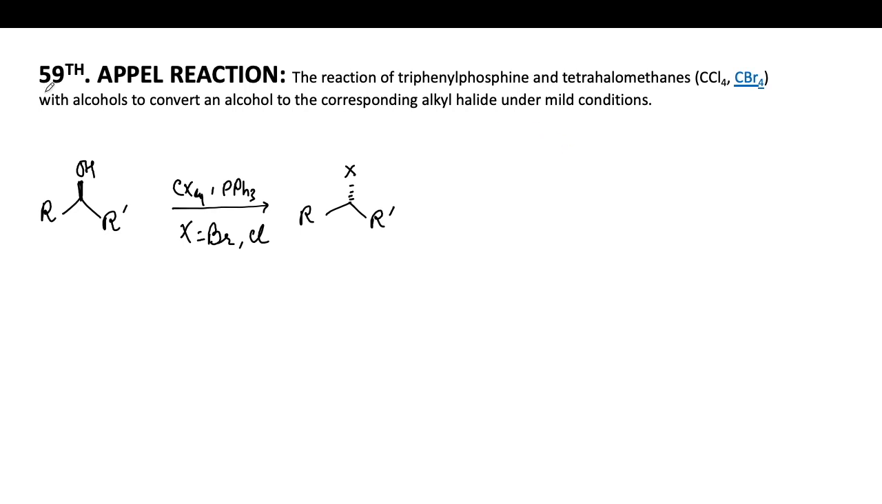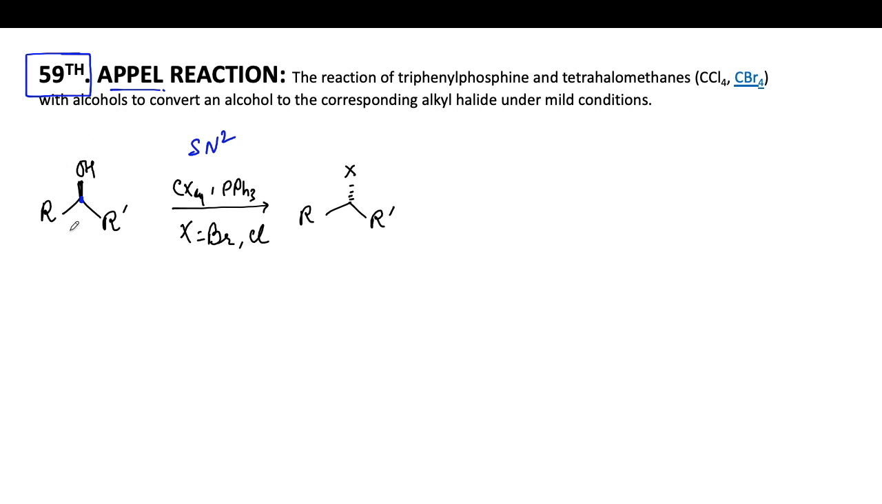All right, so first name reaction, and this has become our 59th name reaction. The first reaction today is the Appel reaction. Now, what is it, guys? A very simple reaction, as you can see. It looks like a simple SN2 mechanism, isn't it?